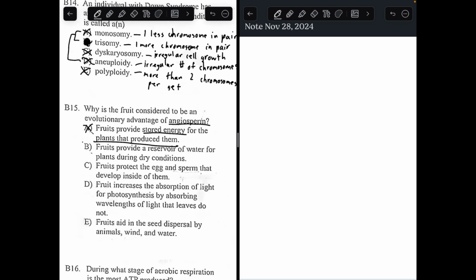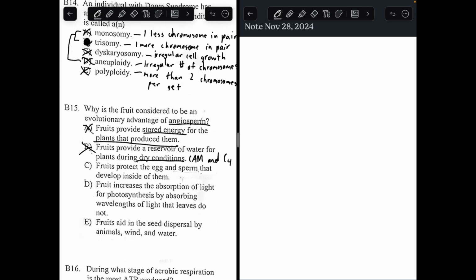B: Fruits provide a reservoir of water for the plants during dry conditions. Again, fruits nurture the seed, not the plant. The plant gets its water from its normal roots, and during dry conditions especially, and I might talk about it later, it uses two different photosynthetic cycles to maintain water while also doing photosynthesis. These are called the CAM cycle and the C4 cycle. These are just two cycles where even during dry conditions, plants can still photosynthesize.